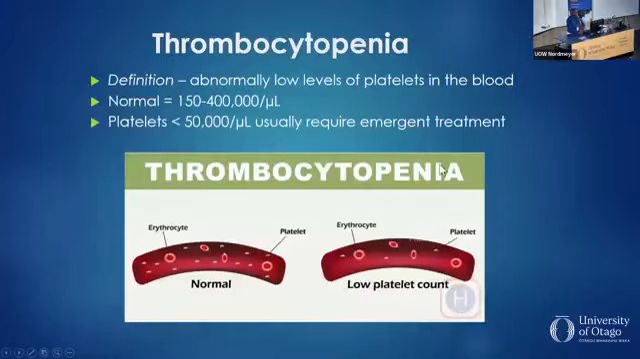Thrombocytopenia just refers to that reduced number, which is anything less than 150. When it's between 100 and 150, we say that's mild. Between 50 and 100, we say that's moderate. Less than 50, we say severe. And if it goes below 20, sometimes we use the term profound to describe it.